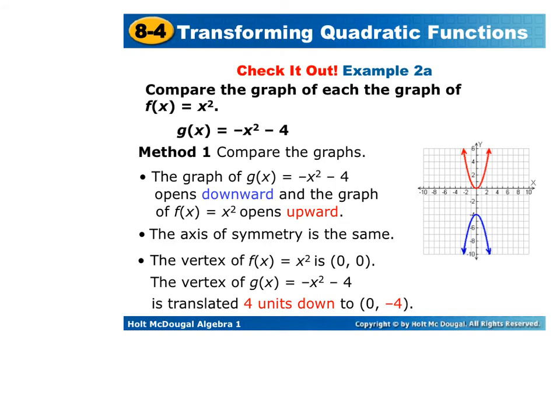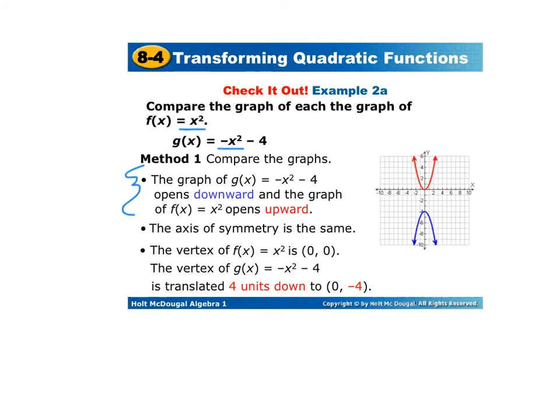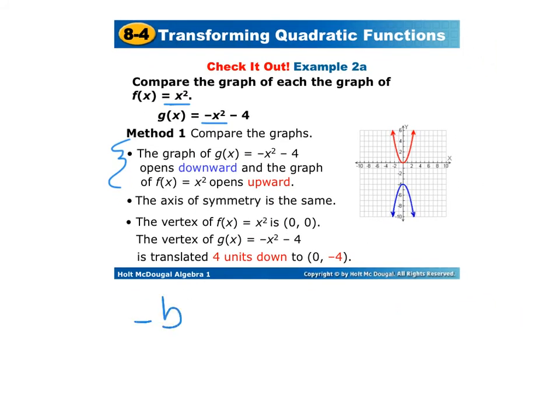So notice here, they're talking about the direction. Notice this one is positive and this one's negative. So this is why the graphs change direction. Then the next thing they're going to talk about is the axis of symmetry. And you're going to do the negative b over 2a to figure out. And in this one, both axes of symmetry are the same.